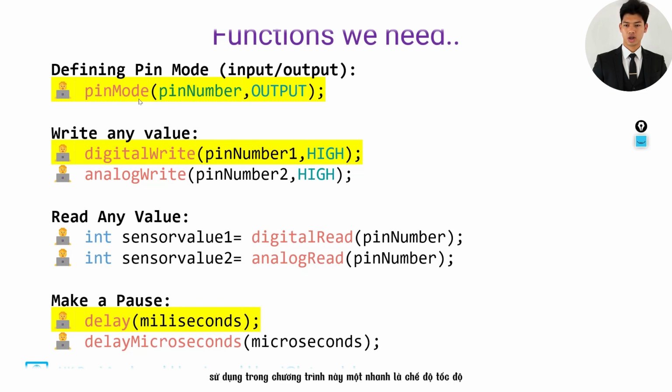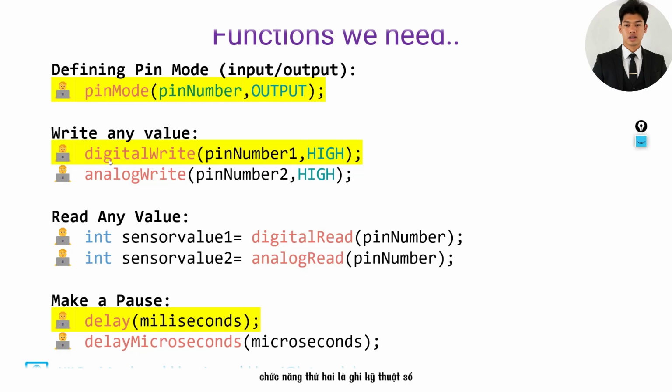The first one is pin mode. So pin mode is used for defining the mode of a pin, whether it's an input or it's an output. The syntax is we need to write pin mode first, then we need to give the pin number and define whether it's an input or output.